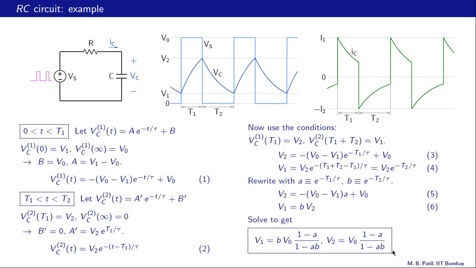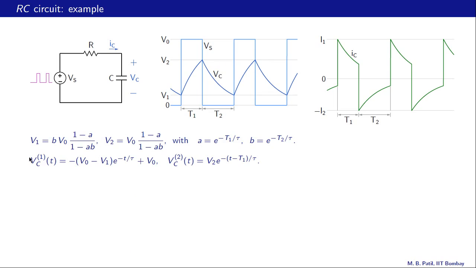Now if we know R and C, we can calculate tau. Tau is equal to R times C. And if we know T1 and T2, then A and B can be calculated. So therefore this entire factor is known. And if we know V0, that is the maximum value of the input voltage, then V1 and V2 can be computed. Once we know V1 and V2, we have the complete picture for Vc in the T1 phase and Vc in the T2 phase.